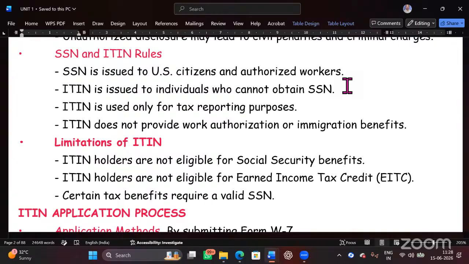Matter. Through that number he needs to file the return and pay the tax. ITIN is used only for tax reporting purposes, no other use at all. It cannot be used in banking, insurance, or for a driving license, etc. No use other than this. ITIN does not provide work authorization.